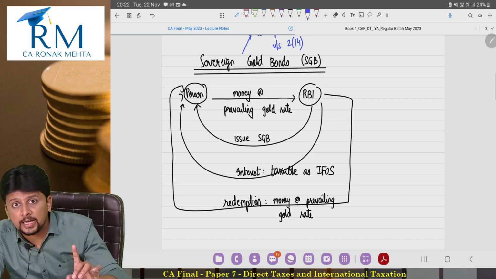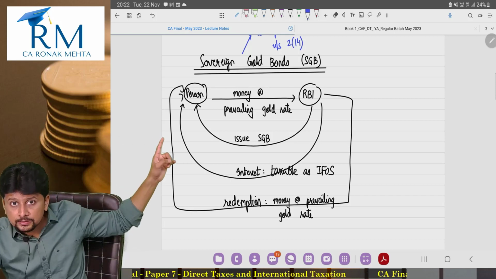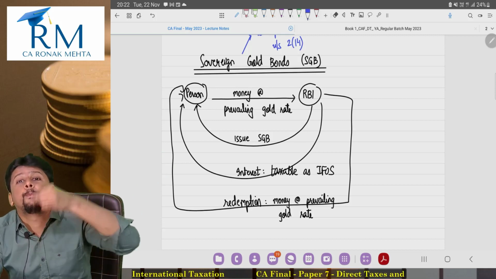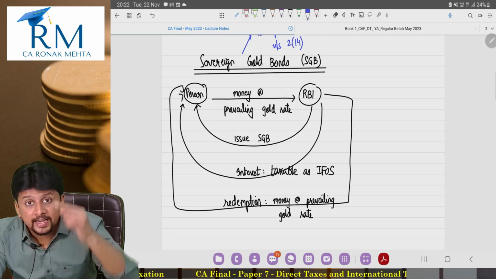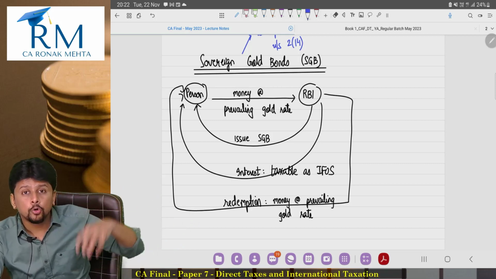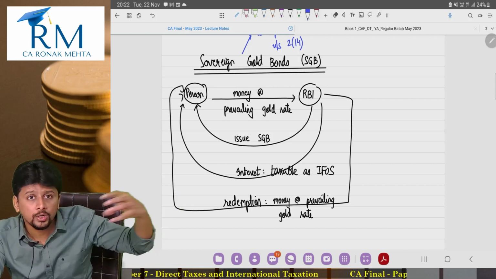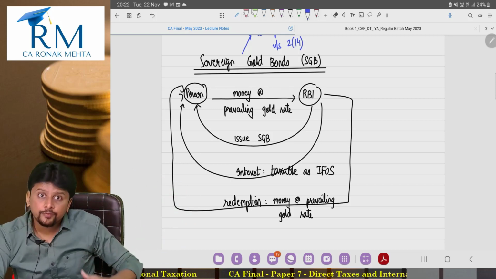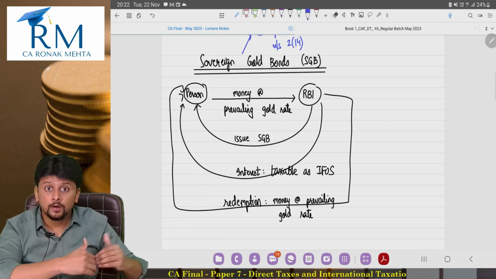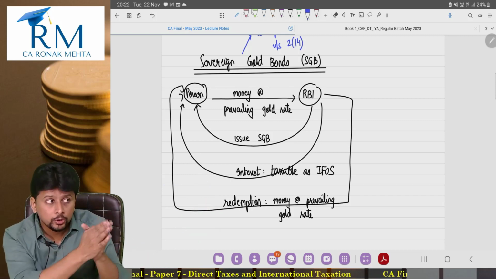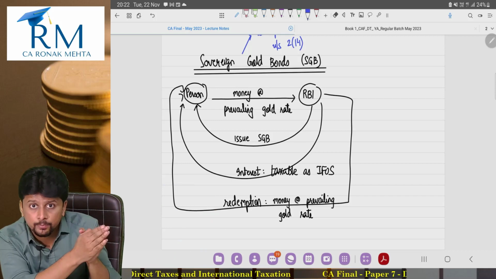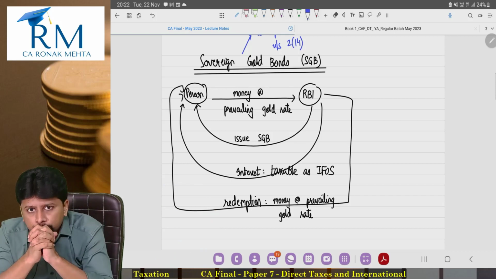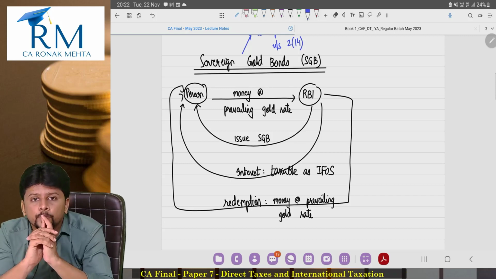If people start doing this, it means they will invest into gold bonds. It means they will demand less gold. Lesser gold demanded, lesser gold imported. Our foreign exchange reserves, which were earlier being consumed to pay for that import of gold, those reserves will now be preserved a little bit. So this is the whole intention of the government.